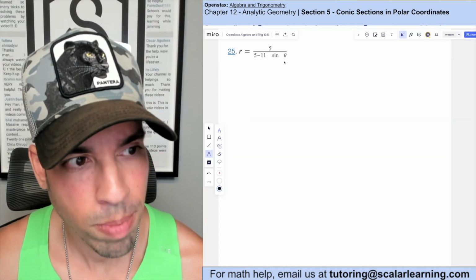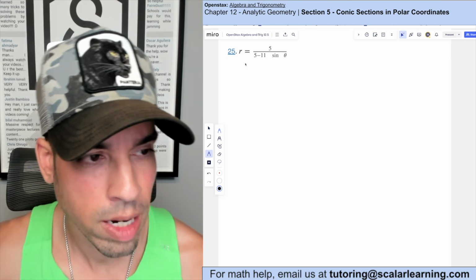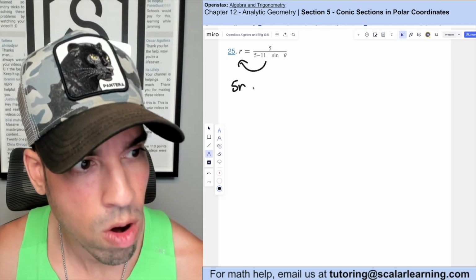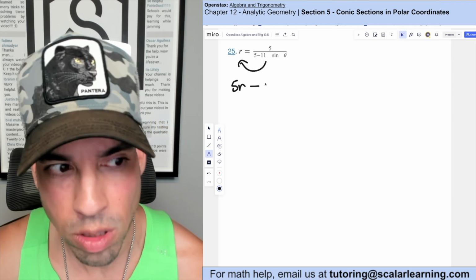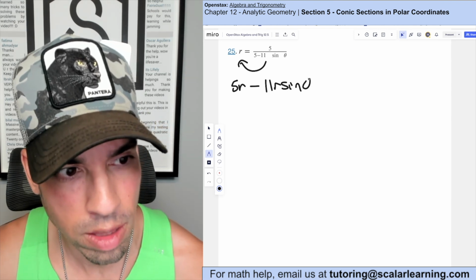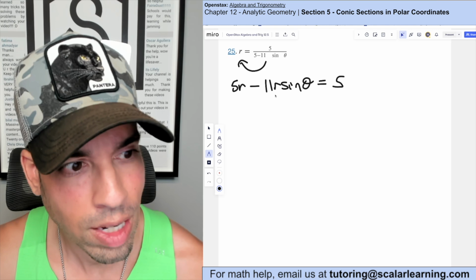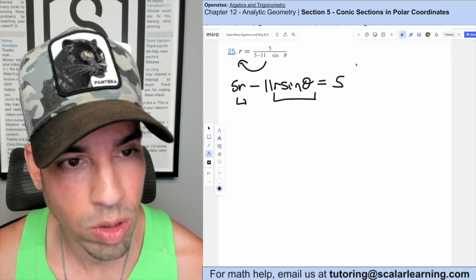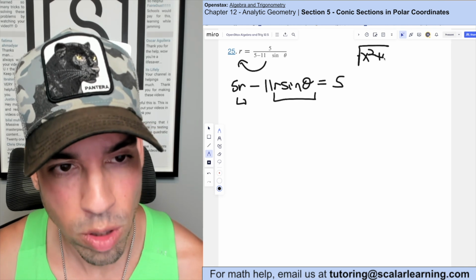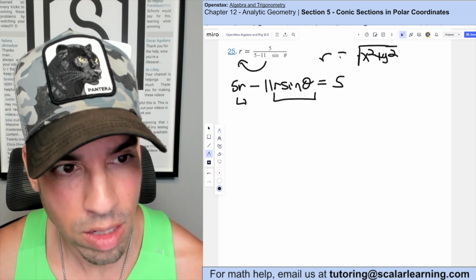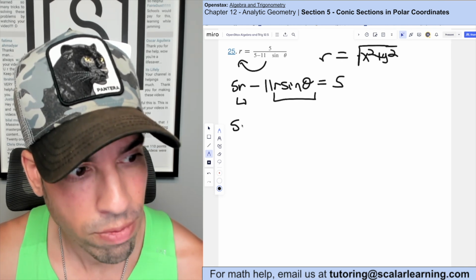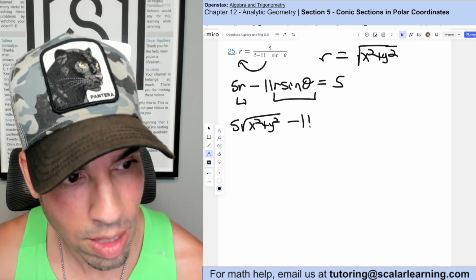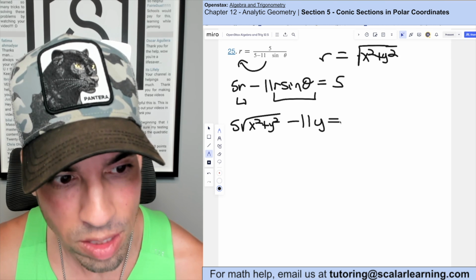So for this one, we're going to start by multiplying both sides by the denominator here, and that's going to kill it over here. And over here we have 5r minus, again, we're distributing that r to both of those terms, 11r sine theta, which is equal to 5. Again, this is awesome because r sine theta is equivalent to y. And also we can substitute in square root of x squared plus y squared for r, because that is also equal to r. So now we have 5 square root of x squared plus y squared minus 11, again, that gets replaced with y is equal to 5.